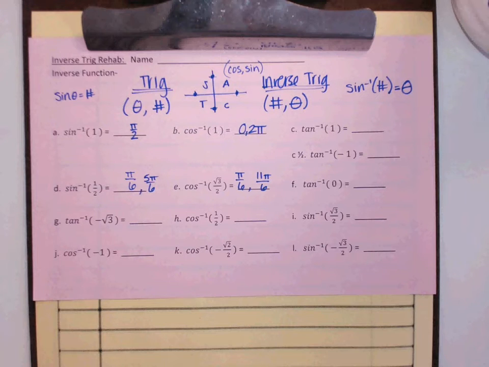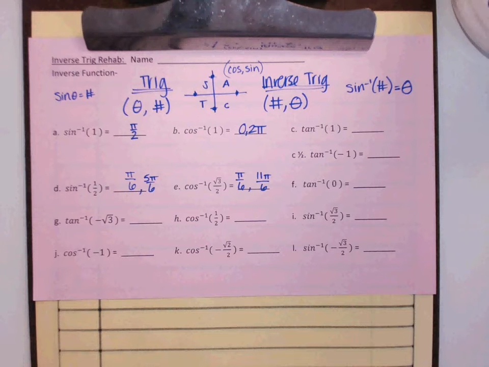Then for this one, if I want cosine to be positive, I got to be down here. So that's 6 out of 6. That's 12 out of 6. Back up 1. 11 out of 6. So this is 12 minus 1 to keep me in cosine. 11. Okay, we're going to keep going.